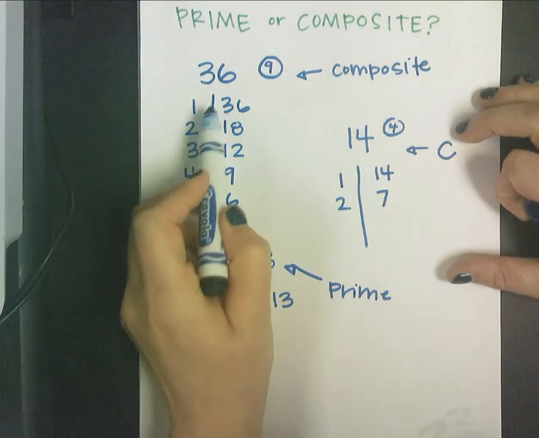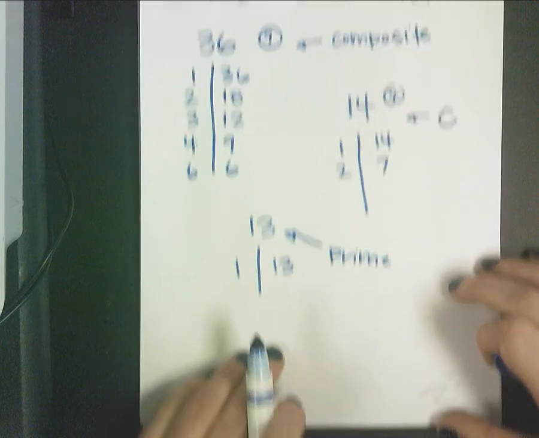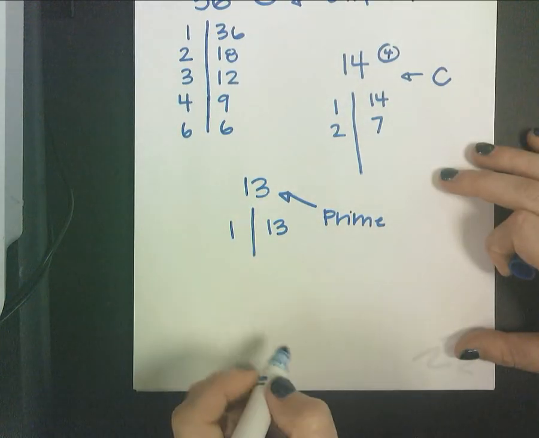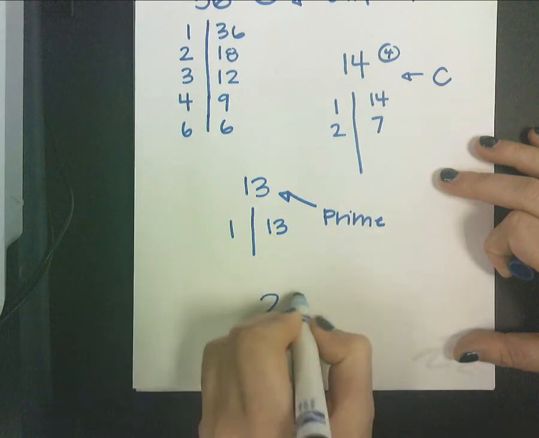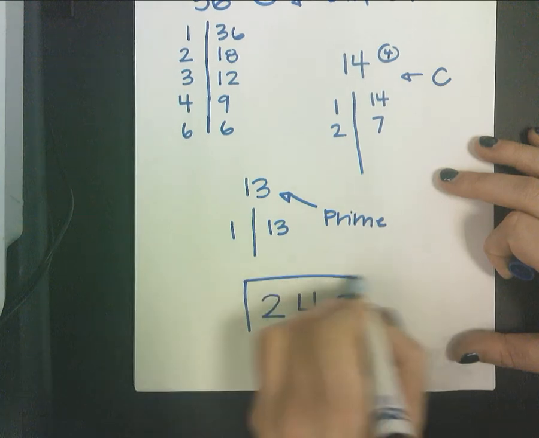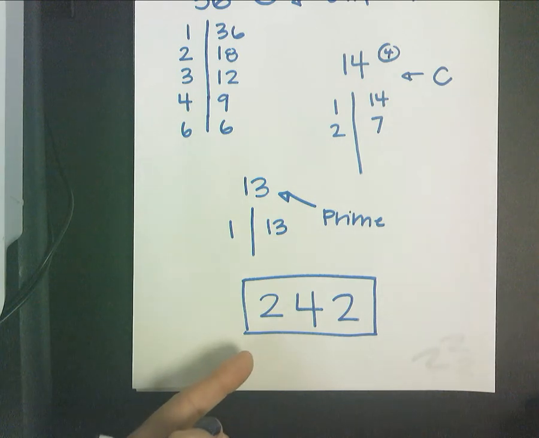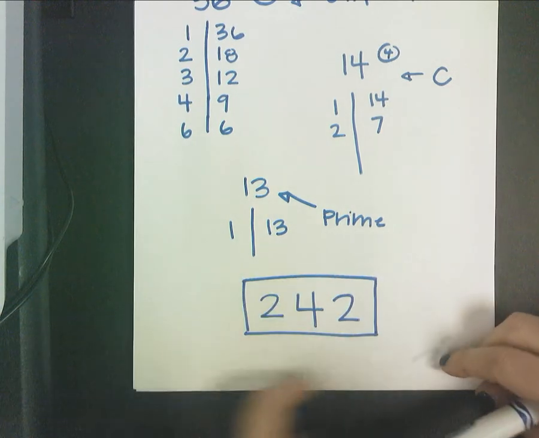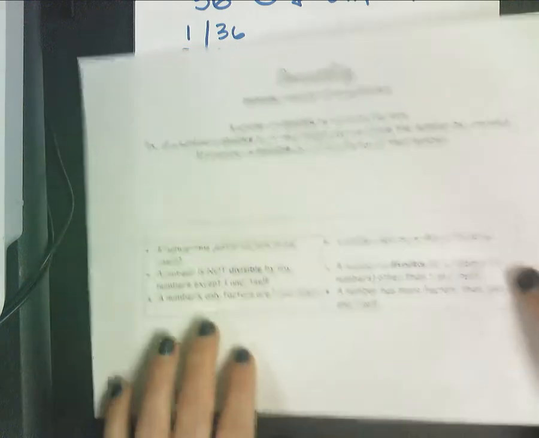Now these numbers are easy, 36, 14, 13, because they're small numbers and I know my multiplication tables for those numbers. The problem becomes when we get larger numbers, like let's say this number that we're not so sure about, like 242. That's a big number. I do not know my multiplication tables all the way up to 242. So today we're going to talk about some tricks that we can use to figure out whether a number is prime or composite when it's big and we don't know all of our multiplication tables. So you're going to need to take out your notes, the page on divisibility.